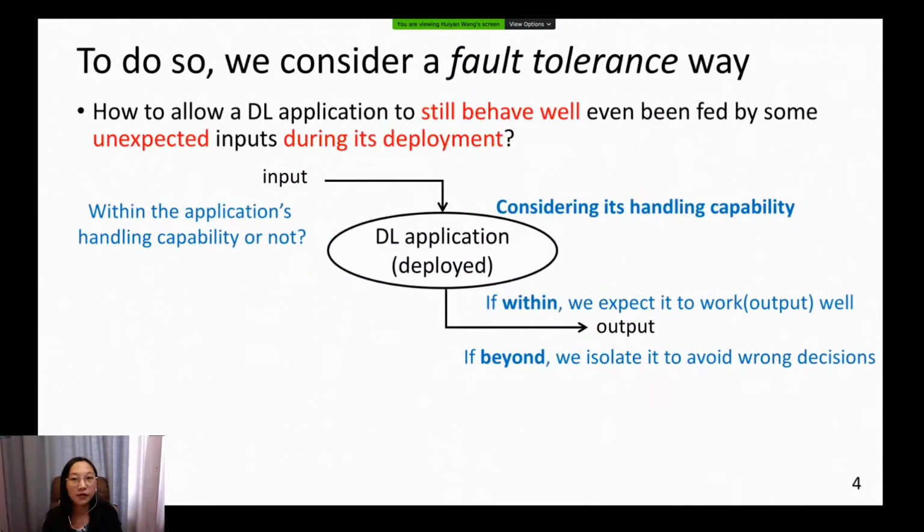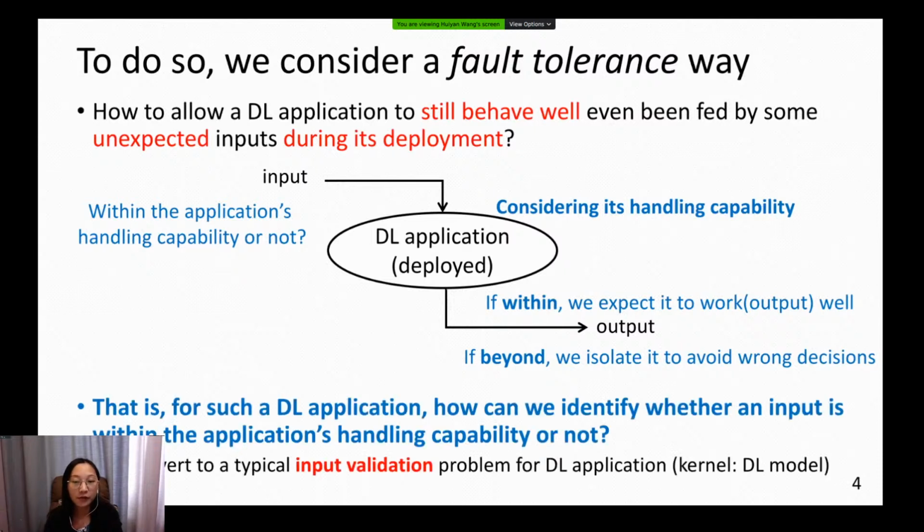We consider a fault-tolerant way to do that. If any unexpected input is fed to the deep learning application, we consider the deployed application with its own handling capability. For an input within its capability, we expect the application to work well. Otherwise, we can isolate such beyond input to avoid some unexpected wrong decisions later. Therefore, in a fault-tolerant way, our problem can now be transferred to a typical input validation problem.